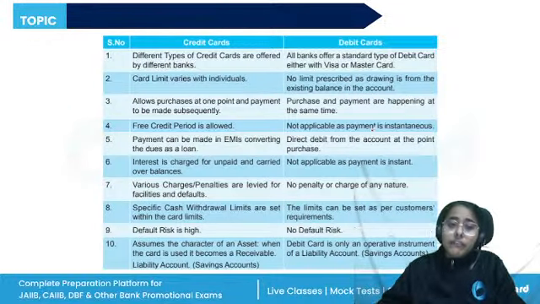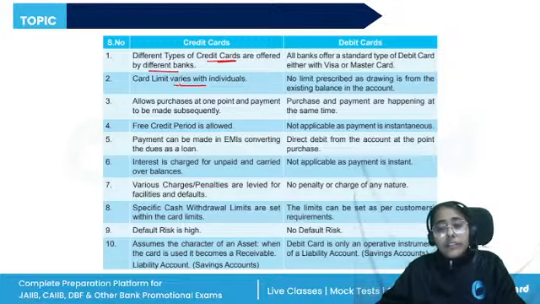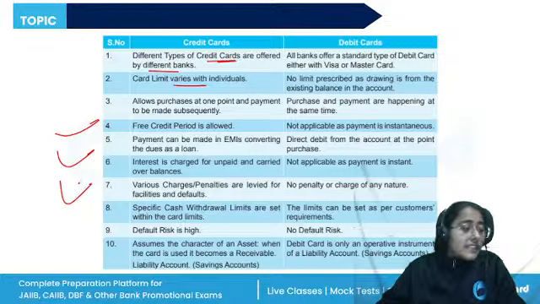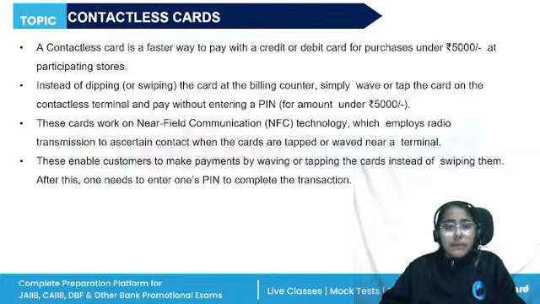If we see the difference between credit card and debit cards, so different types of credit cards are offered by different banks, but debit cards are of a standard type. Credit card varies with individuals, the limit varies with the individual, but there is no limit as in the debit card because it is linked to the balance in the account of the customer. So these are the various differences between a credit card and a debit card.